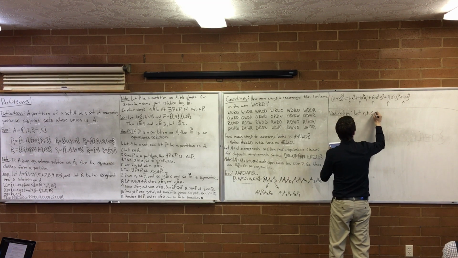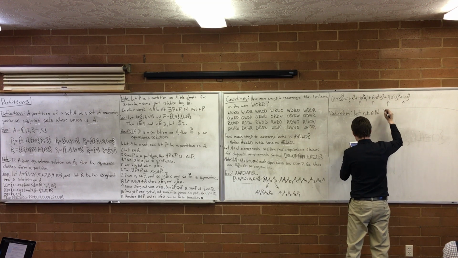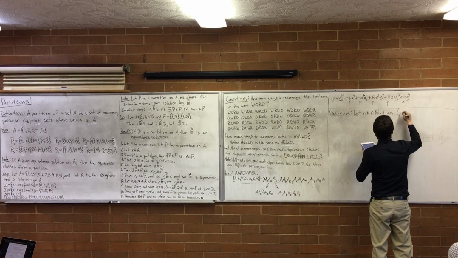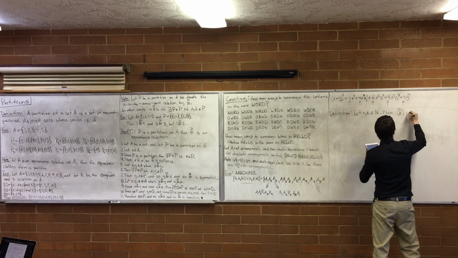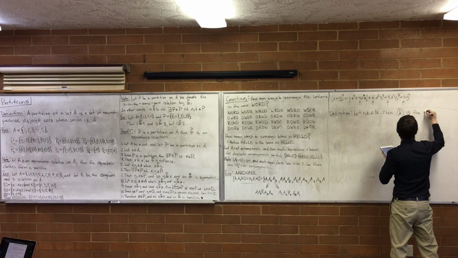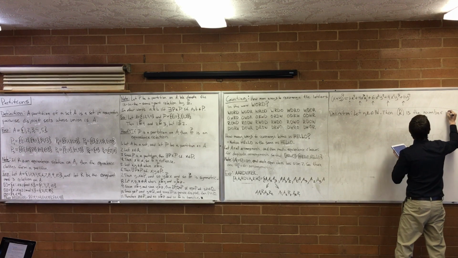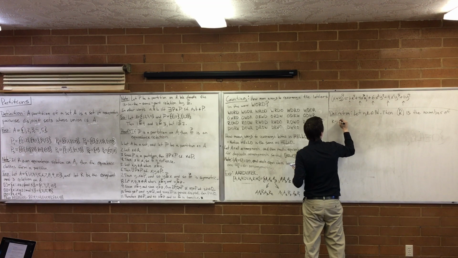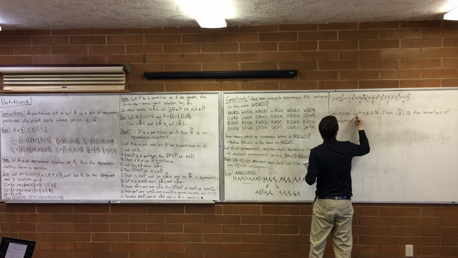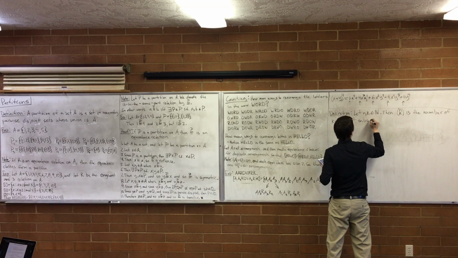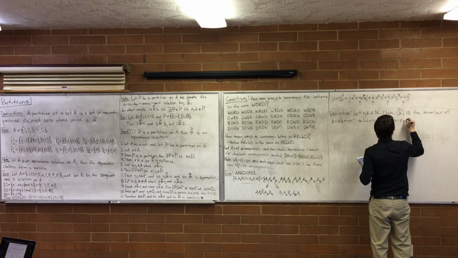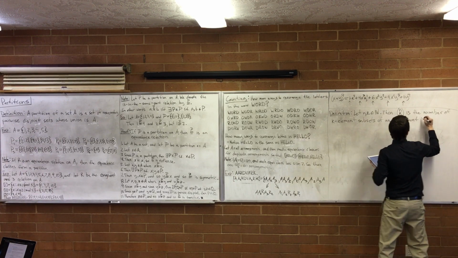Let n and k be natural numbers. n choose k is the number of k element subsets of an n element set.